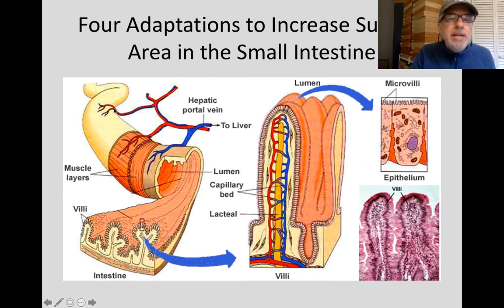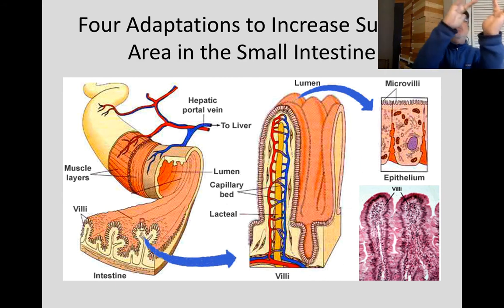The first one is the small intestine is very long. In you or I, it is probably at least 20 feet long. Second, it's ridged. It looks like a series of hills and valleys, and so these hills and valleys allow more surface area. Third, the ridges are covered in these finger-like projections called villi, V-I-L-L-I, and that now adds a lot more surface area. And you can imagine they're finger-like projections that wave around in the food smoothie that's inside the small intestine.